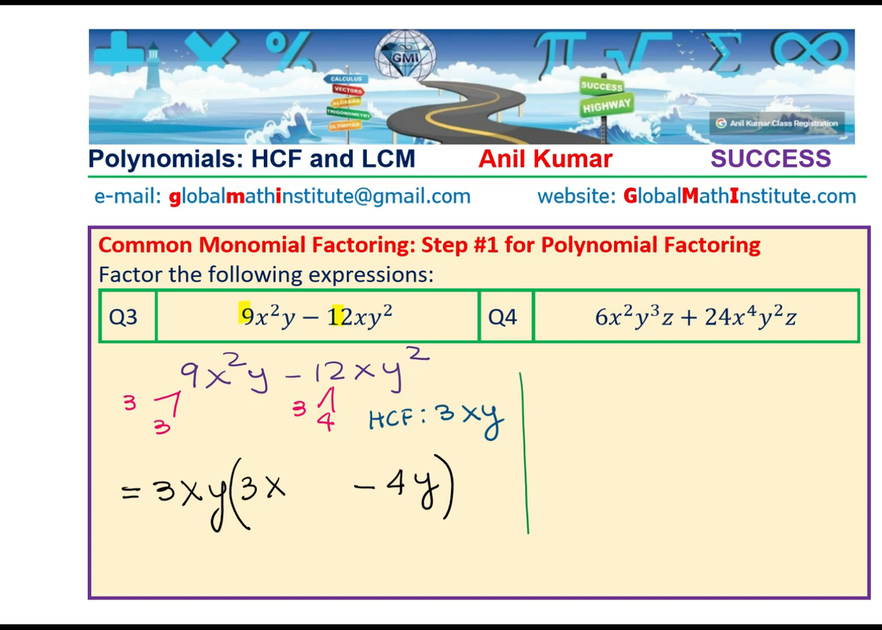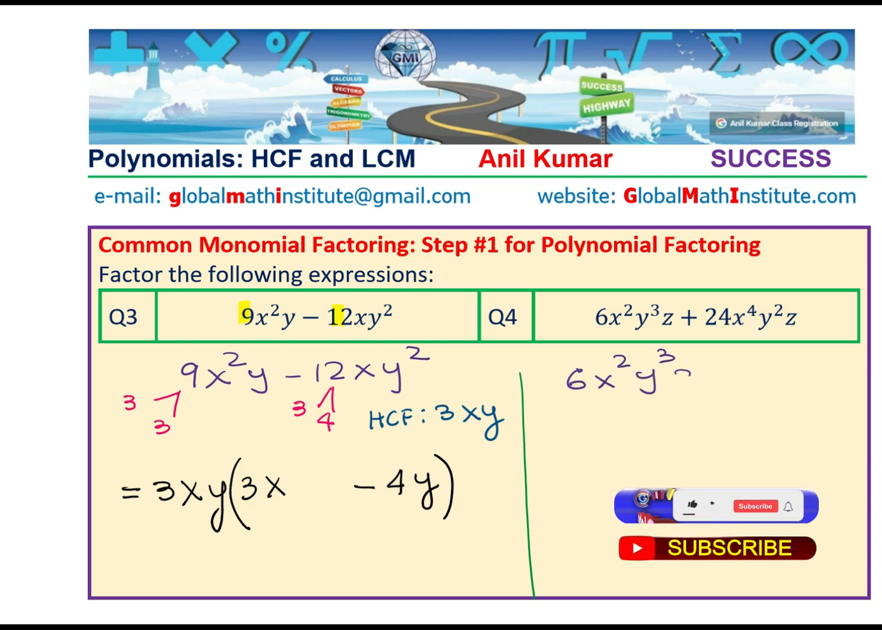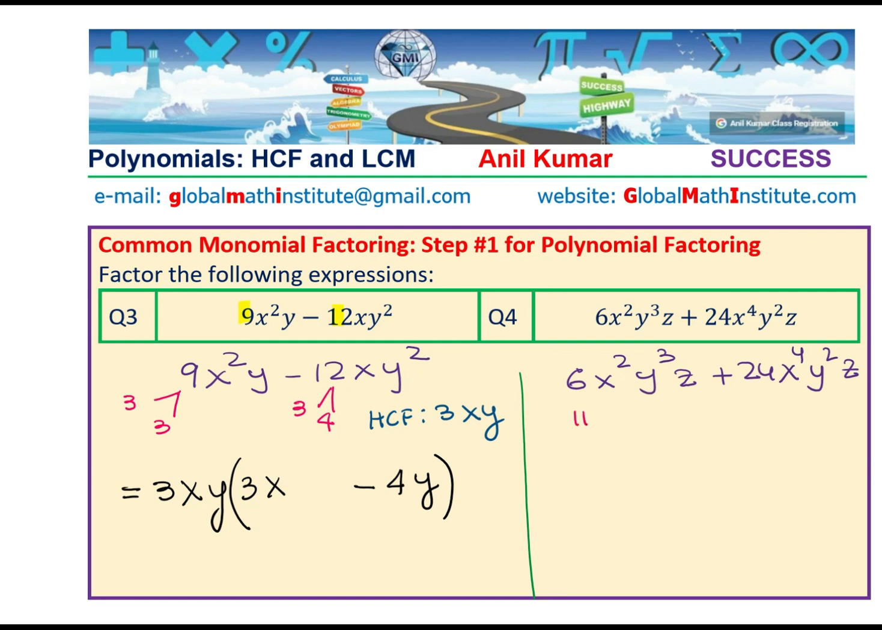Correct. So while we move on, we are also learning different strategies. Question number 4 is 6x square y cube z plus 24 x to the power of 4 y square z. Now let's find what is the highest common factor here. As far as the numbers are concerned, 6 and 24, 6 is common. X lower power is 2, so x square is common. Y square is common, and z is common.